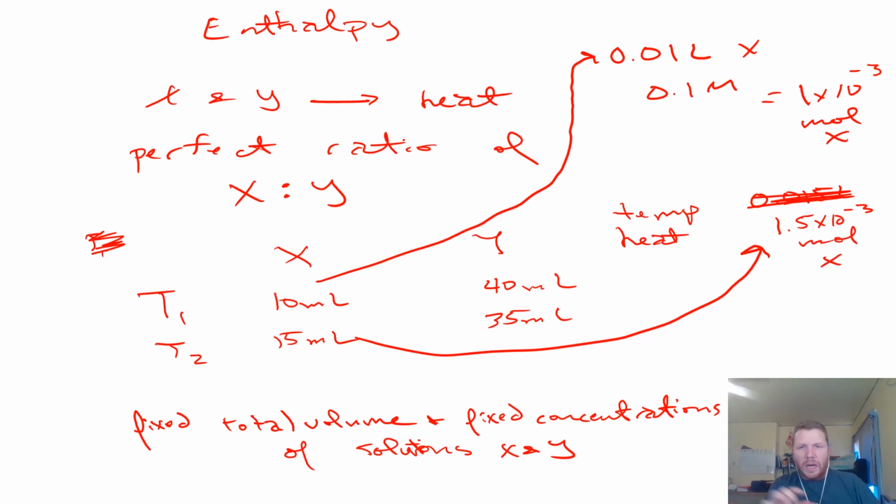So we keep the total volume constant, but we're changing the individual volumes of reactant X and reactant Y so that we can vary the number of moles. What we're doing is playing with this ratio and trying to optimize our two reactants so that we generate the most of our product possible.